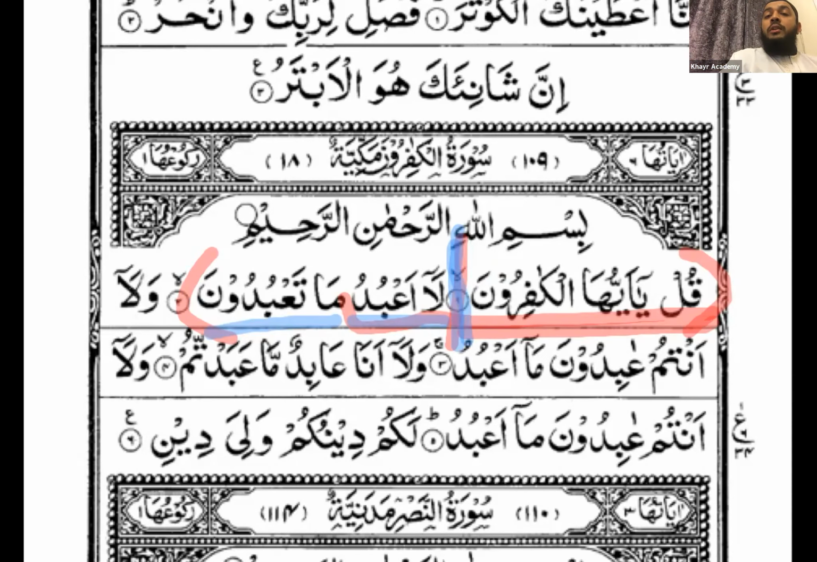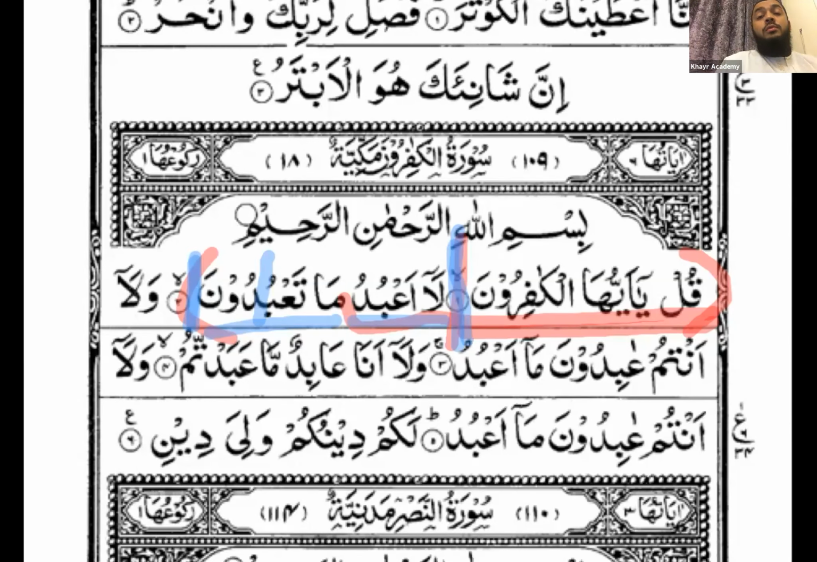If you want to renew your breath, you stop at the end of the word. You don't stop in the middle. You don't say la a'budu ma ta'budu, and then ma ta'budun. No, try to drag your breath till the end of the word, not the middle, because once you break the word, the word doesn't mean anything. Sometimes it can change the meaning, and your namaz can break.